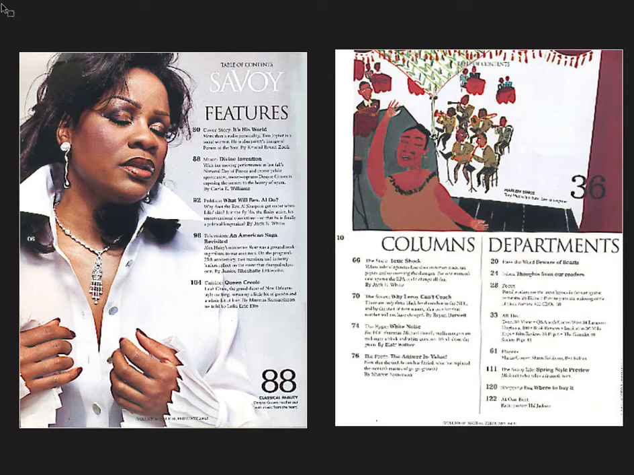Now, this does say table of contents, but you'll note as we go through some of these that it's most common that it doesn't say table of contents or contents at the front. It might say the name of the magazine, and that says that here too. It says Savoy.